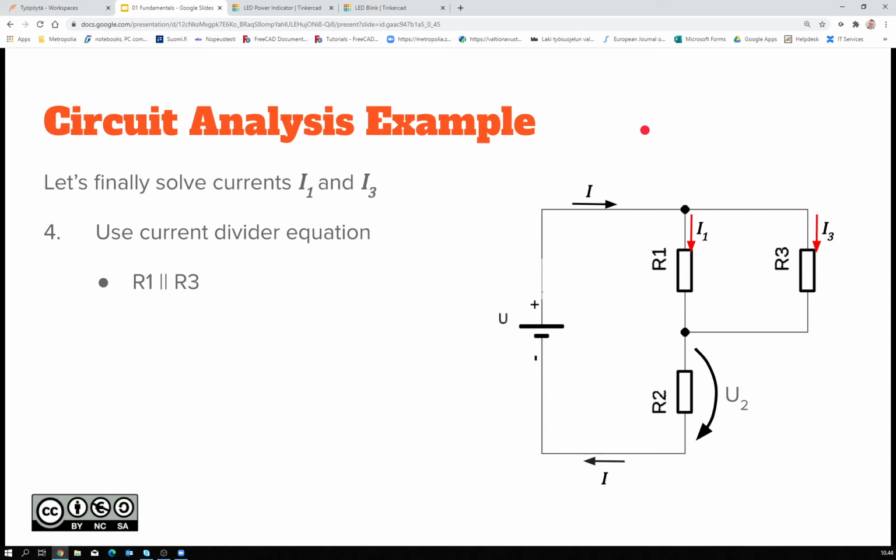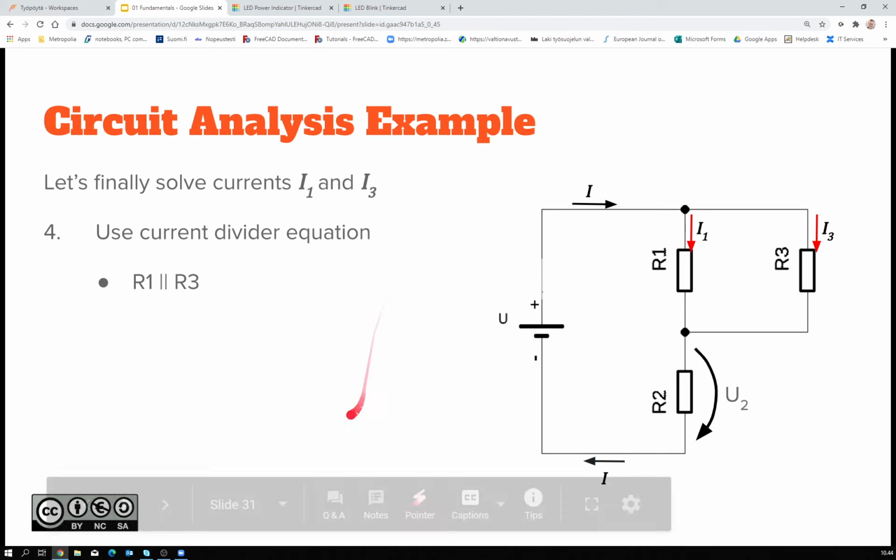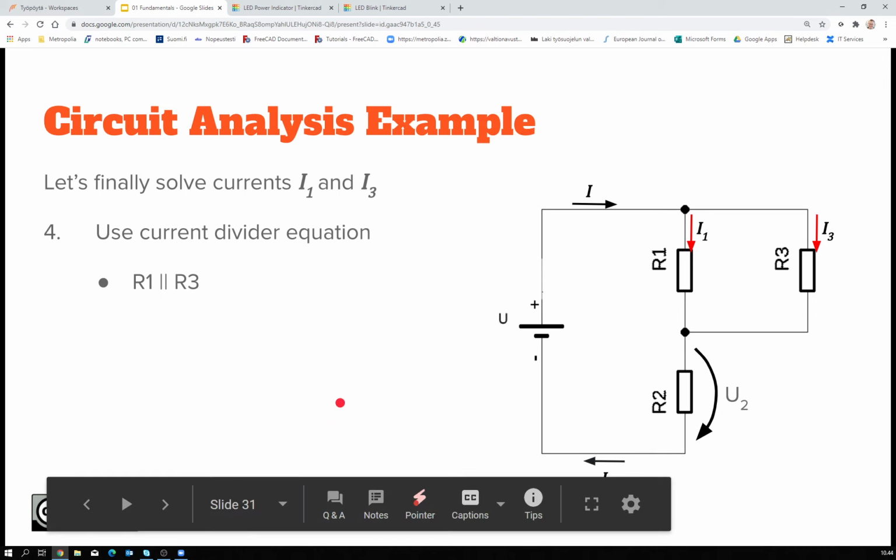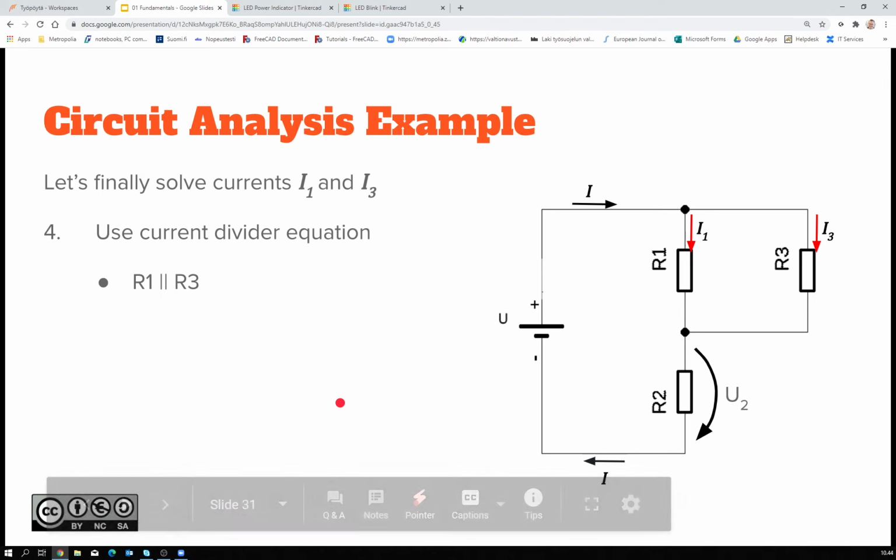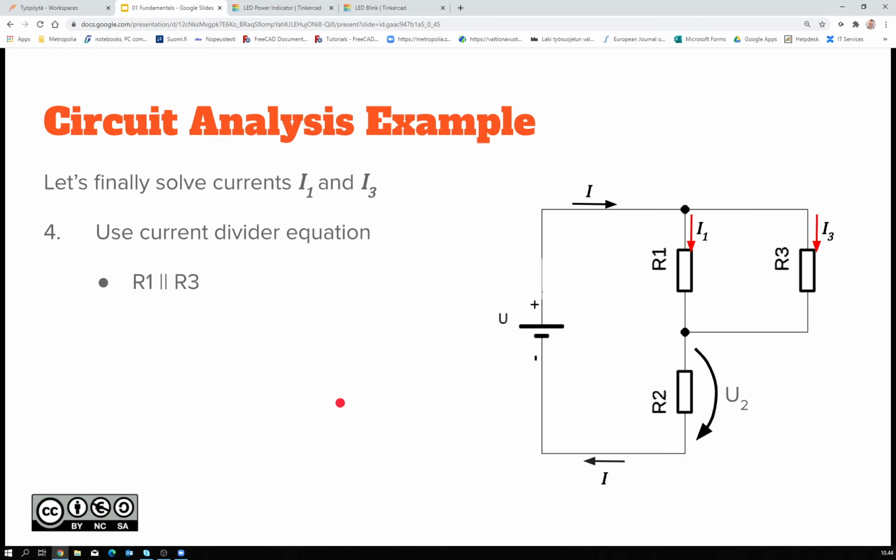So basically we have the current. Let's see, do I have the formula here? But no, you just use the current divider from... did I lose everyone?